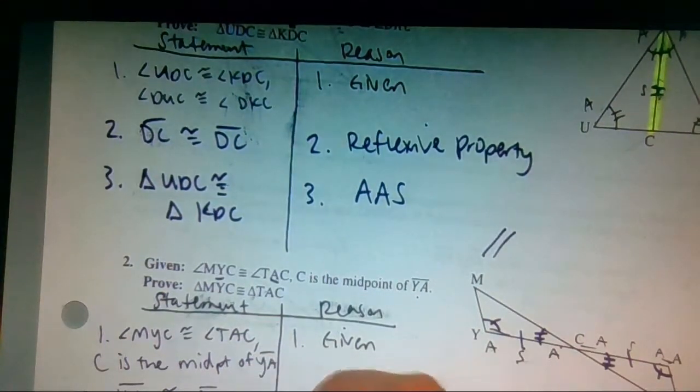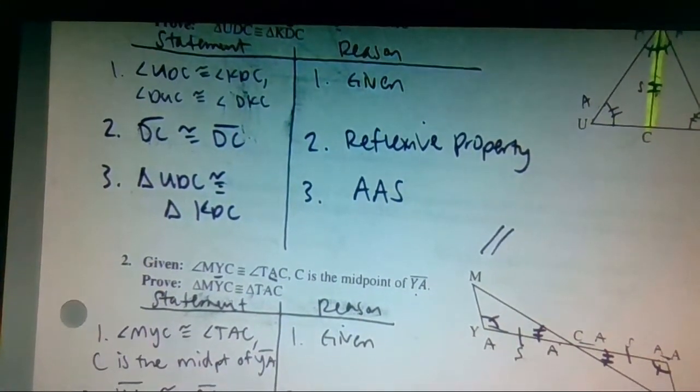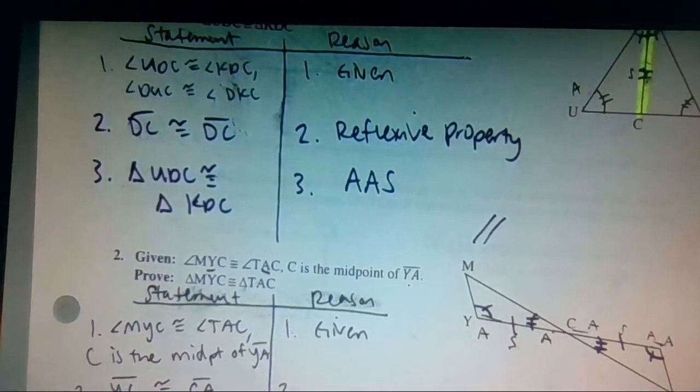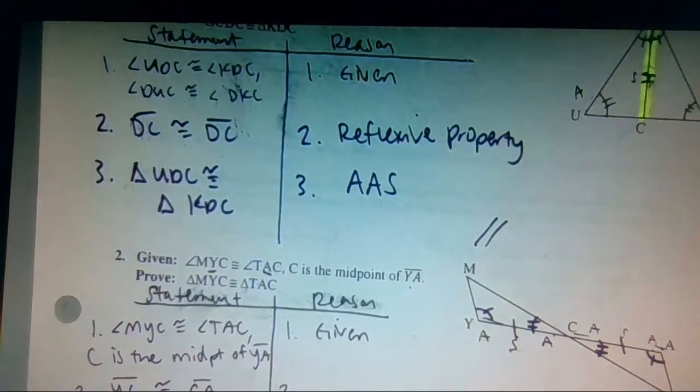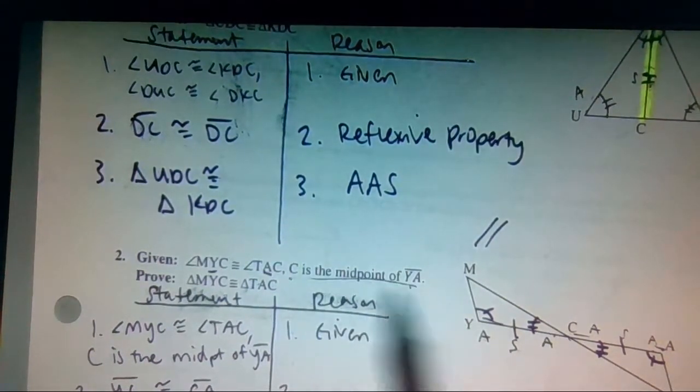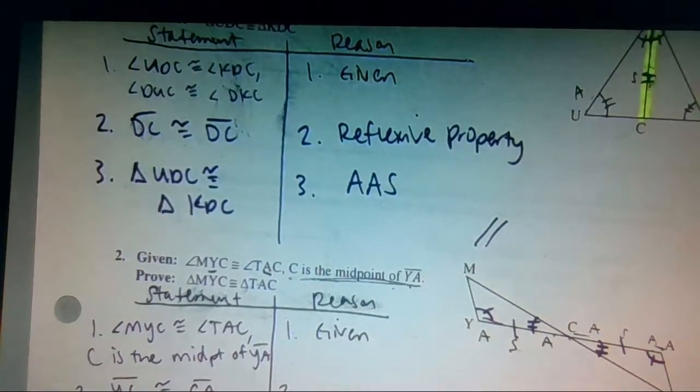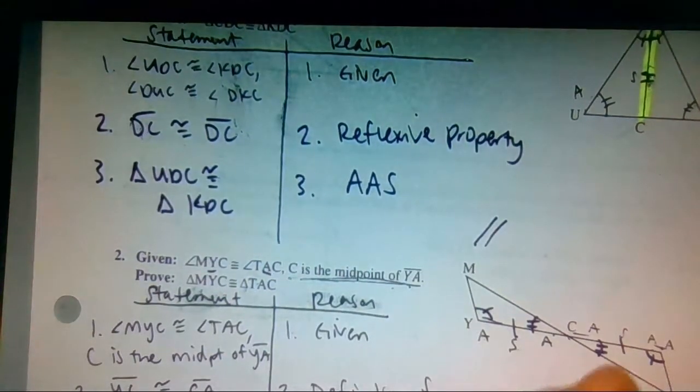What's the reason for that, you guys? Are these vertical angles? No. Why are these two pieces congruent? Because C is the midpoint. You guys agree that C is the midpoint? Yeah, it tells me right here. C is the midpoint. So when we're given that, all we need to say, do you guys remember, is definition of midpoint. And you can say DEF if you'd like.